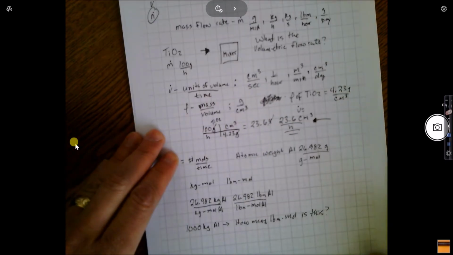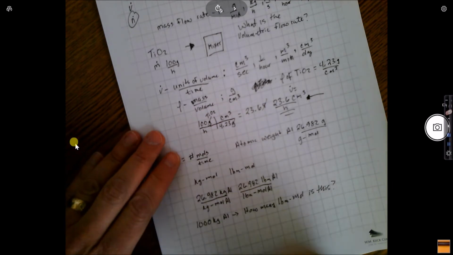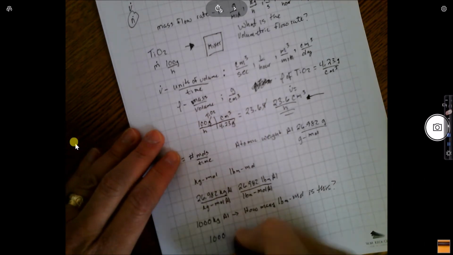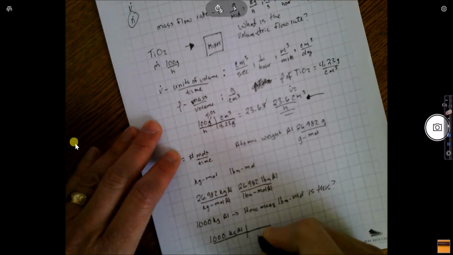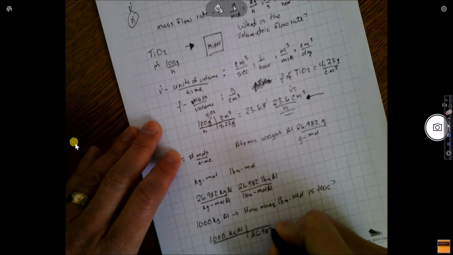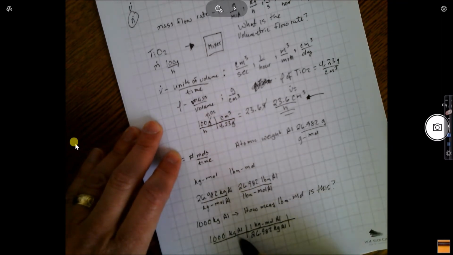Okay, all right, how many pound mass moles is this? So we'd set up our handy dandy railroad track method that we should all be pros at by the end of the class. We want to start off with 1,000 kilograms aluminum. We want our kilograms to cancel, and we know there's 26.982 kilograms of aluminum in 1 kilogram mole of aluminum. So kilograms of aluminum are going to cancel out.